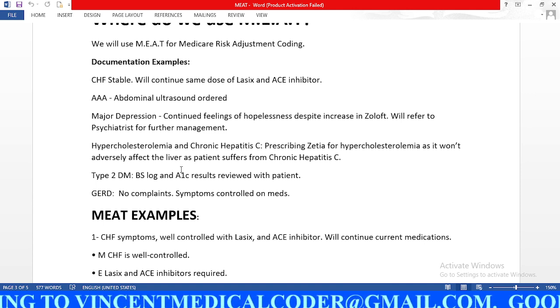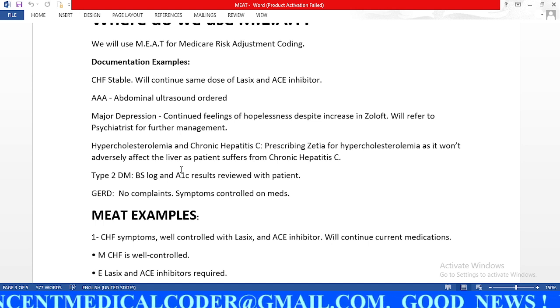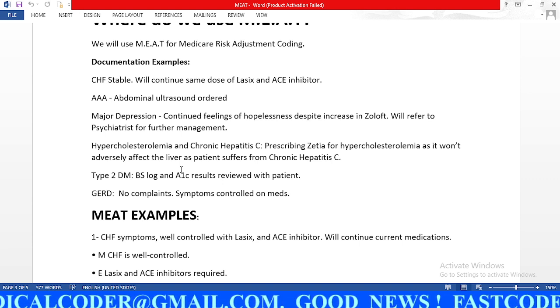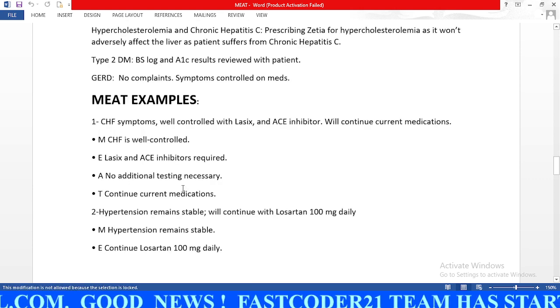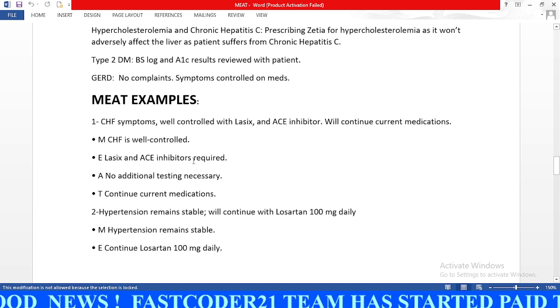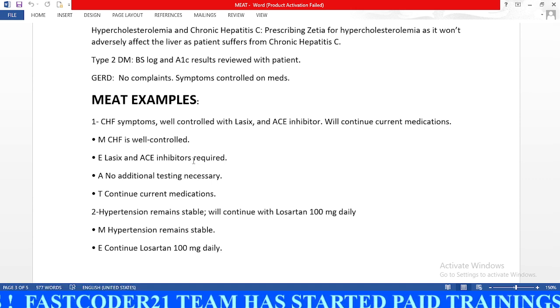So type 2 diabetes mellitus. Blood sugar log and A1C results reviewed with the patient. So here the physician has monitored the blood sugar results. Next one is GERD. So no complaints, symptoms, controls and meds. So here the patient does not have any complaint, which will come under monitoring.